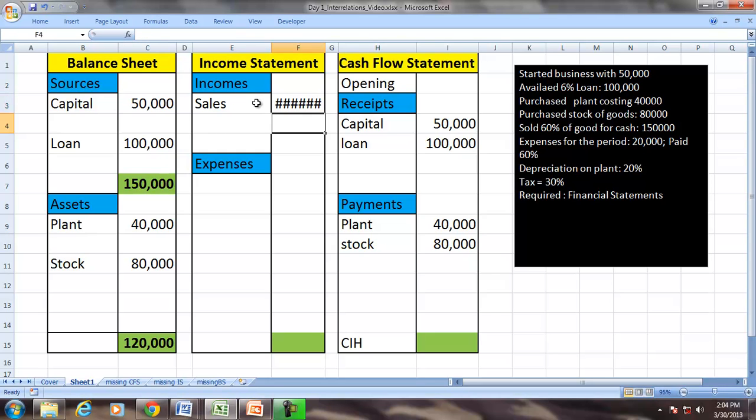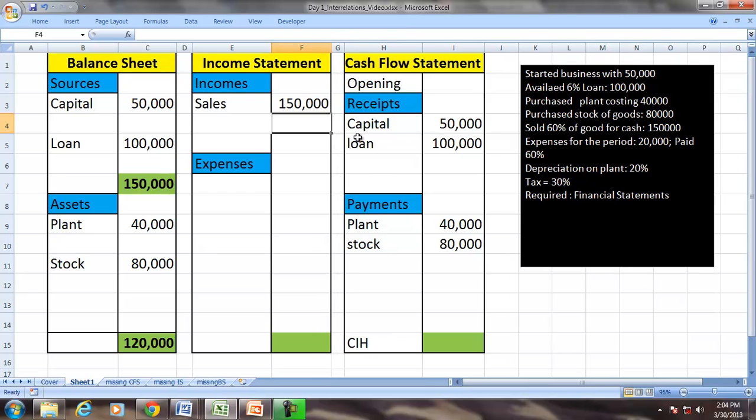150,000 for cash. So sales is 150,000, and whenever there is a sale, there has to be cost of goods sold according to the matching principle. So the cost of goods sold is 60% of the stock, 0.60. As a result, the stock will come down to the extent of the goods sold.